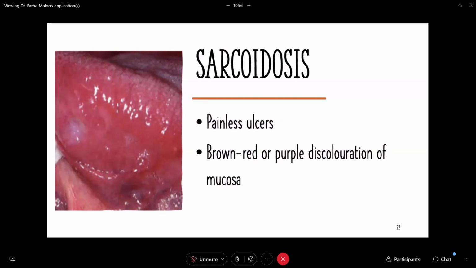Sarcoidosis, like tuberculosis, is a chronic granulomatous disease. Sarcoidosis has a peculiar picture on biopsy of non-caseating granulomas, unlike TB. Sarcoidosis in the oral cavity will cause painless ulcers and brown, red, or purple discoloration of the mucosa, as seen in this picture.